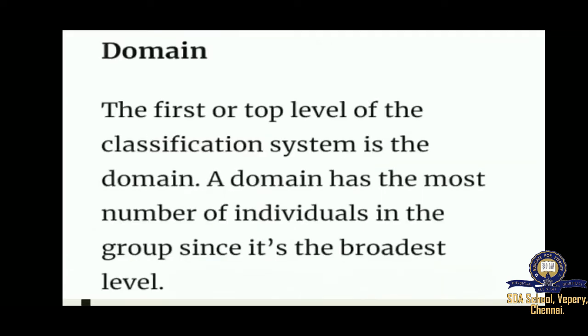The first or top level of the classification system is the domain. Domain has the largest number of individuals in the group since it is the broadest level. The domain level helps to distinguish between the cells. Currently, there are three types of domains, which include bacteria, archaea and eukarya.